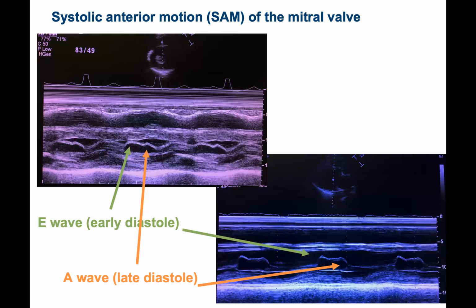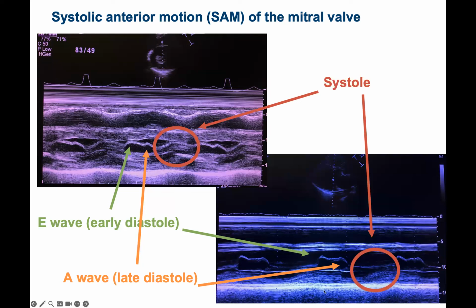And then we have the A wave, which is late diastole, or that atrial kick, really. And then here we have systole in both. And so one of these looks like the slide prior, and one of these looks different. So this one on the bottom here, I would call this one calm and quiet.